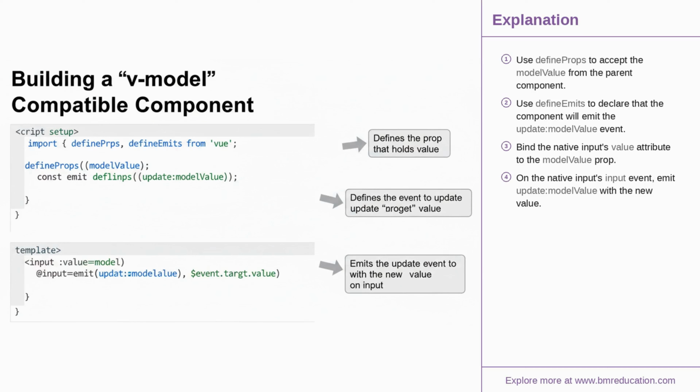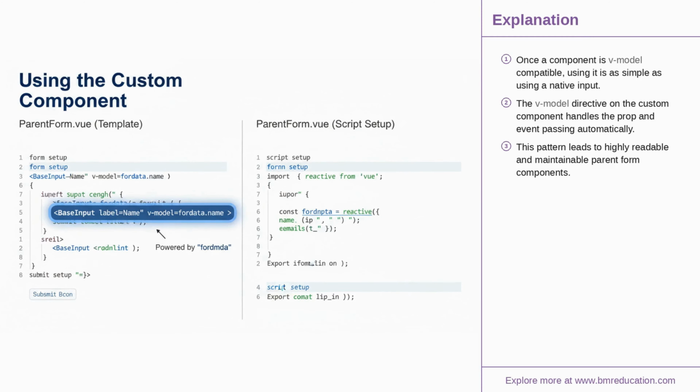In the script, we use defineProps to accept modelValue and defineEmits to declare the update:modelValue event. In the template, we bind the native input's .value to the prop and listen for its @input event to emit the update. This simple setup makes our component fully v-model ready. Now, using our custom component in a parent form is incredibly clean. We can use BaseInput v-model="form.name" just as if it were a native input element.